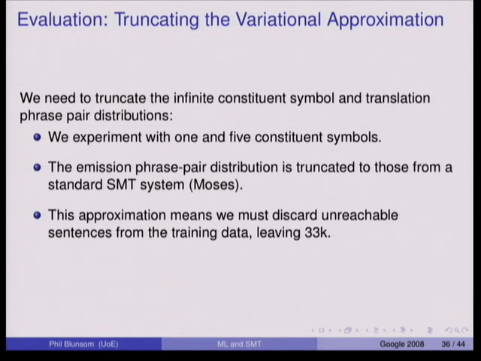We also need to truncate the phrase translation pairs, and in these experiments, I'm just using a standard phrase table from the translation system Moses. This is not a limitation of the model. This is just how I did these initial experiments. Obviously, we would want to remove that in future experiments. And again, we have this problem of unreachability, and we discard about 7,000 of the training sentences, which we can't model with that grammar.